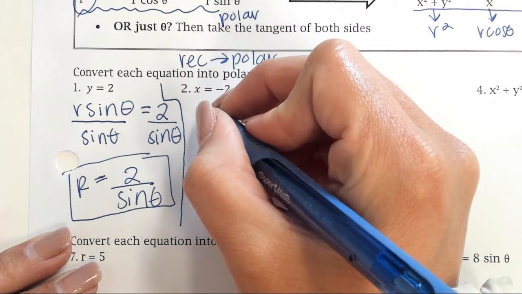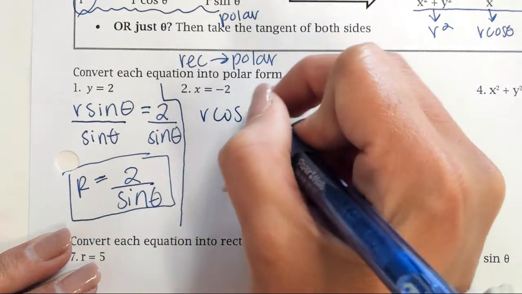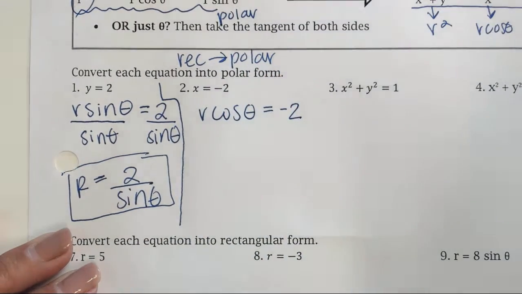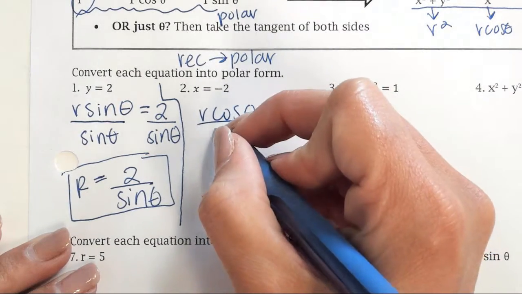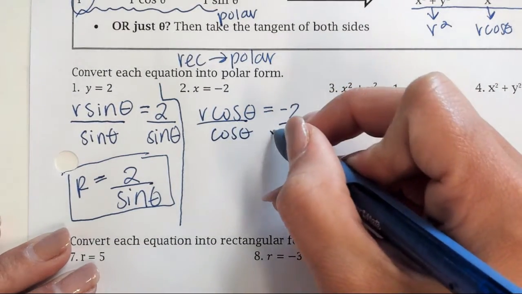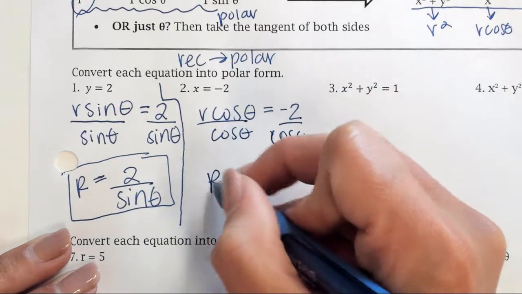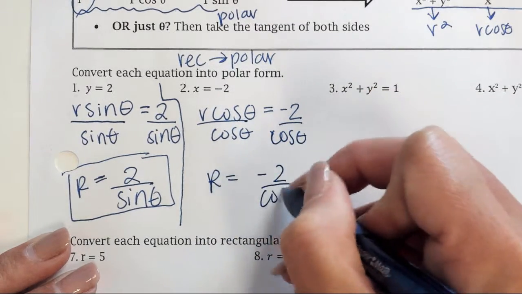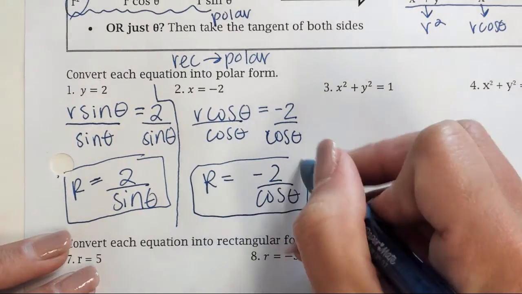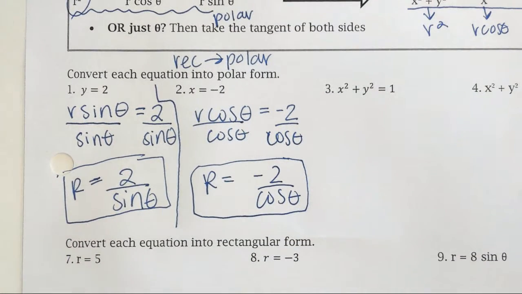Alright, so what can we replace x with in the next equation? Not just cosine, but r cosine theta equals negative 2. How do we solve for r? Divide by, very good. So my answer would be what? That's it. Questions about those two?